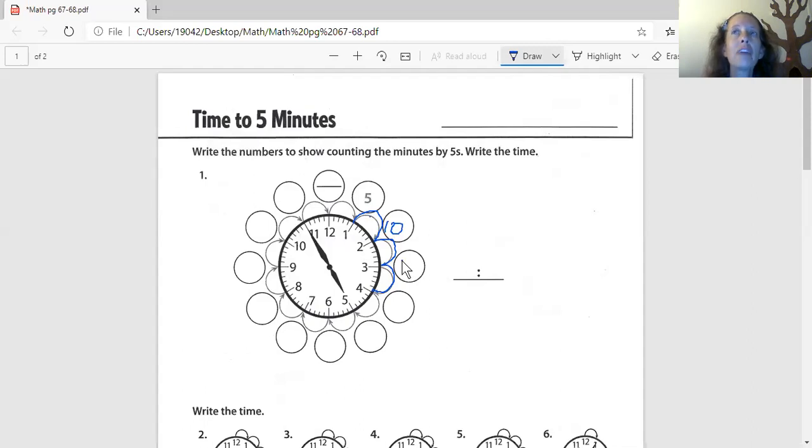5, 10, 15. That's right, Hunter. 15 and then 20. Very good. 20, 25. What's next? 30. And we know that's true because we learned yesterday that when we're pointing down to the bottom, it is 30 minutes past the hour. So what's after 30? 35. Yes, ma'am, or yes, sir. 35. What's next? 40. 40, Kylie.